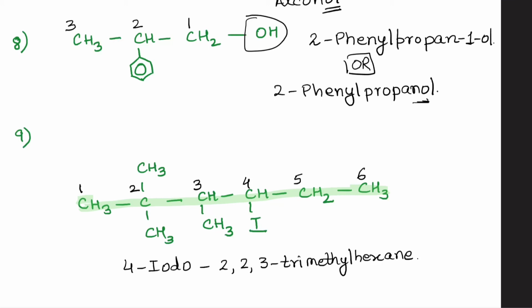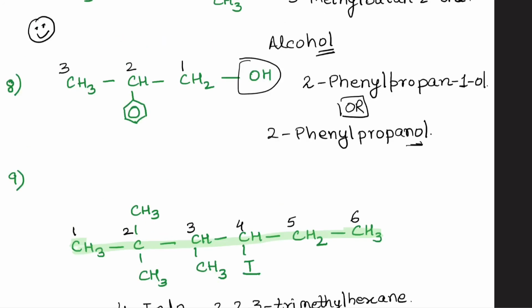So we get here 4-iodo because I comes before M. Right? Did I get my alphabets right? I, J, K, L, M. Right, correct. So 4-iodo, 2, 2, 3 trimethyl hexane is my compound. So we need to give 2 more smileys here for question number 8 and for structure number 9. So 9 smileys so far.